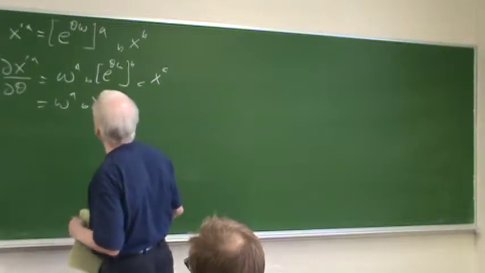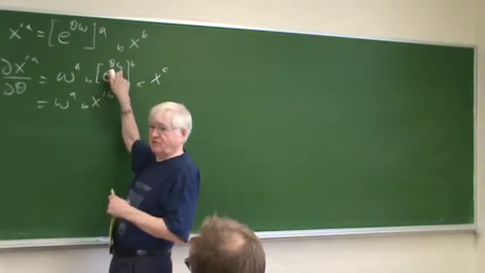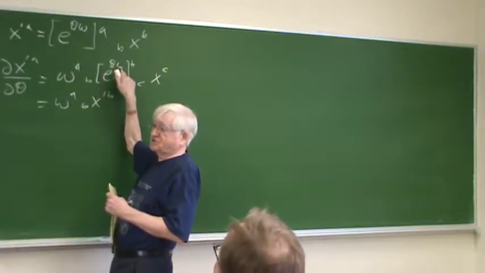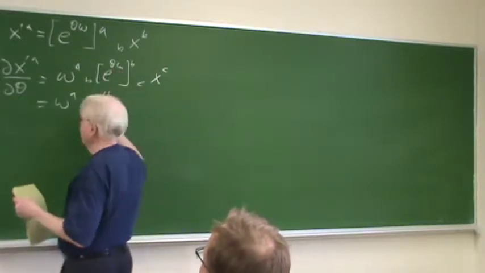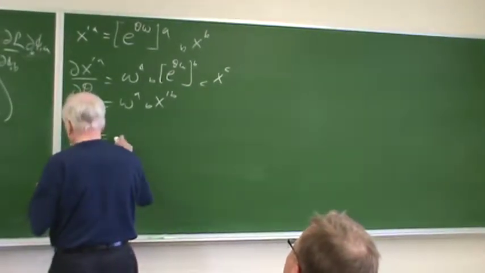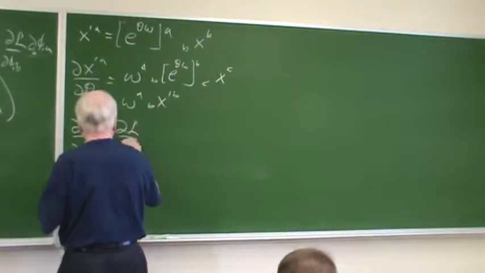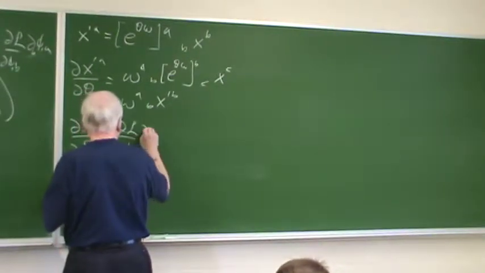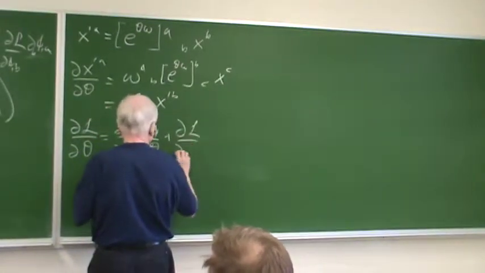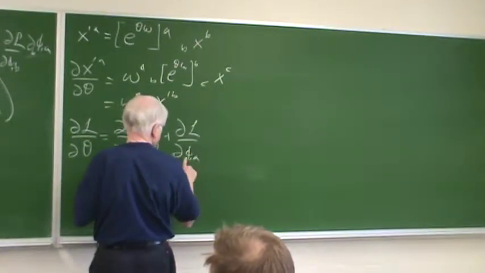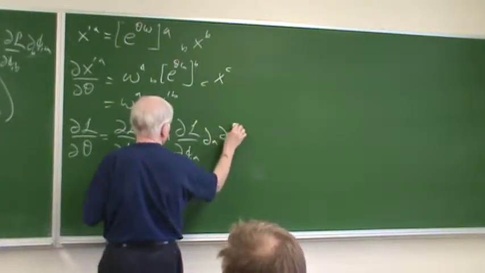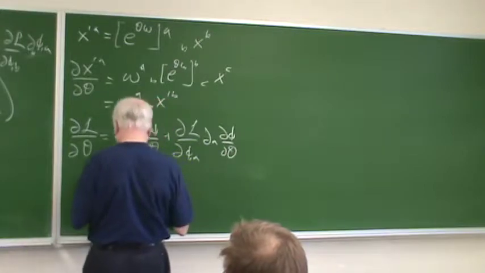Okay, so let's keep in mind a particular generator. It might be for a rotation about the z-axis. It might be for a boost in the y direction, whatever. So let's compute partial L, partial theta. Well, this is going to be partial L, partial phi, partial theta, plus partial L, partial derivative of phi, and then dA, partial phi, partial theta.